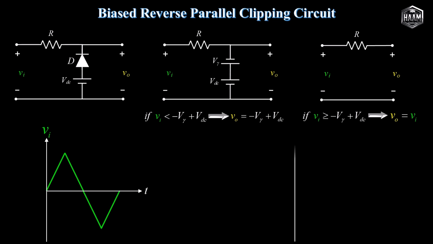Consequently, the output waveform remains clamped at V sub DC minus V sub gamma whenever V sub I is below this threshold, and follows V sub I whenever the input exceeds V sub DC minus V sub gamma.